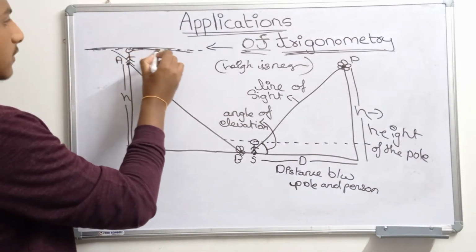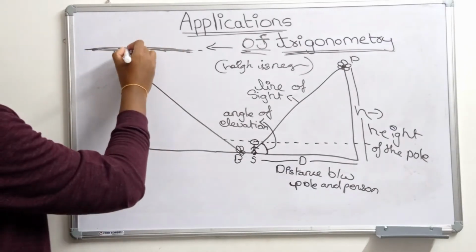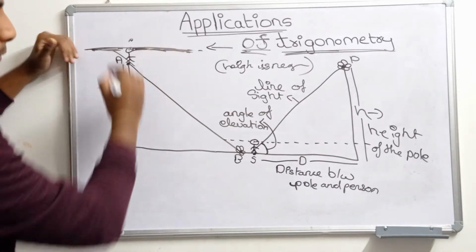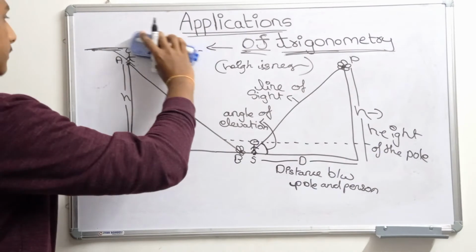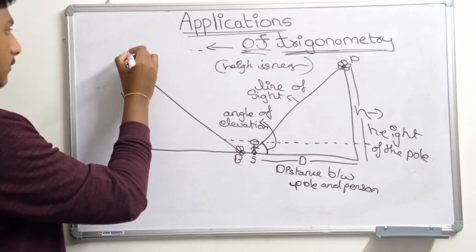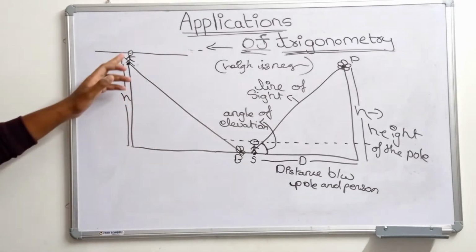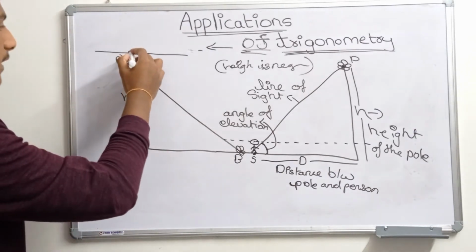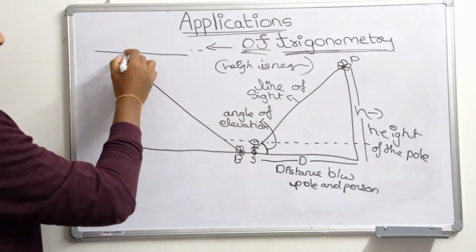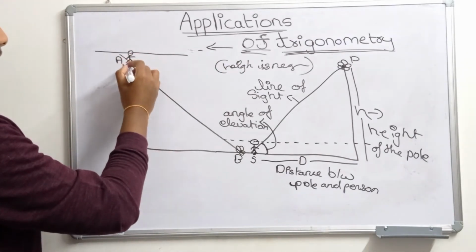This is known as the horizontal range of the boy, and here the boy is looking towards the flower which is at position B. Now this is the horizontal range, and here the height of the boy is negligible, so it can be taken from here.